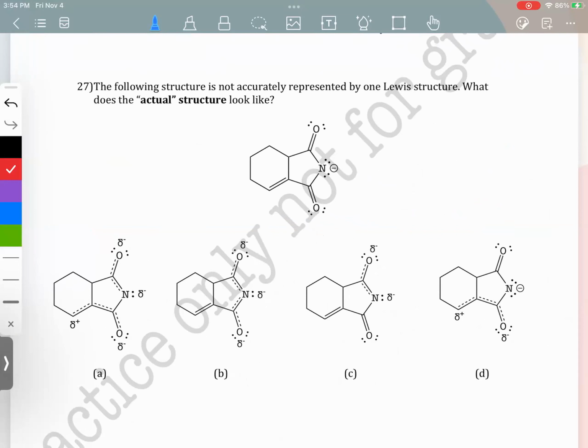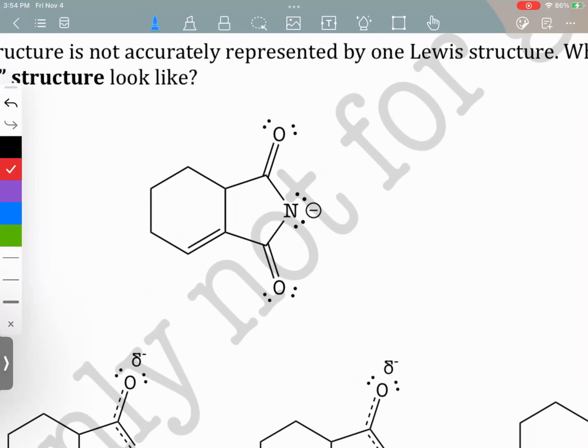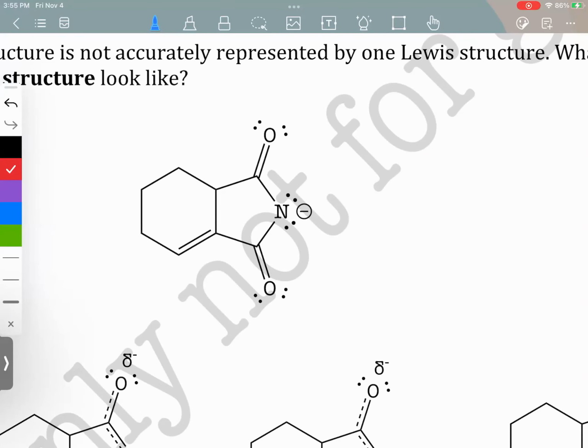The following structure is not accurately represented by one Lewis structure. What does the actual structure look like? So what are we doing essentially in this molecule? You're looking for resonance. The resonance hybrids will always be shown by a series of dotted lines for how they're moving. That's how the actual structure is always shown. So we need to see what type of resonance can occur.